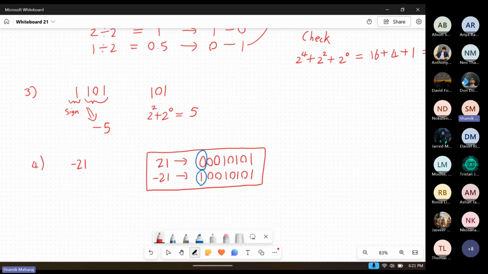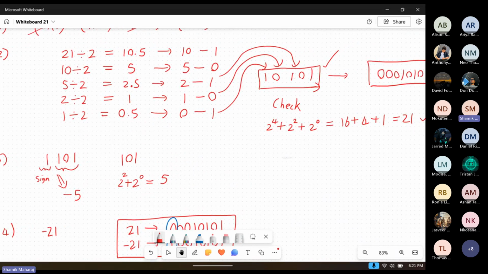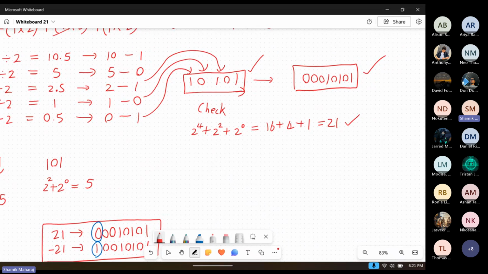And this is actually why it's important. This is quite important. This is why we use a standard of 8 bits, because we've seen here that 21 can be represented using 5 bits. See right here above here?